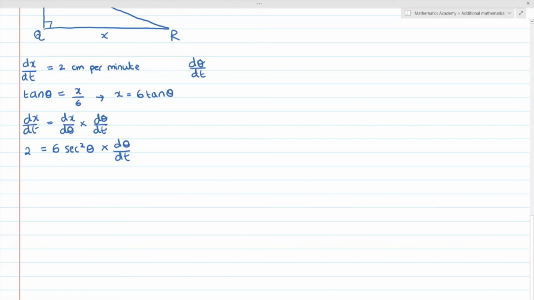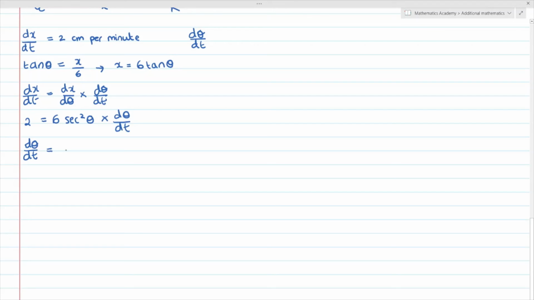So we want to find out what d theta/dt is. So let's rearrange the equation. This gives us 1/3 of cosine squared theta, because secant is just 1 over cosine.